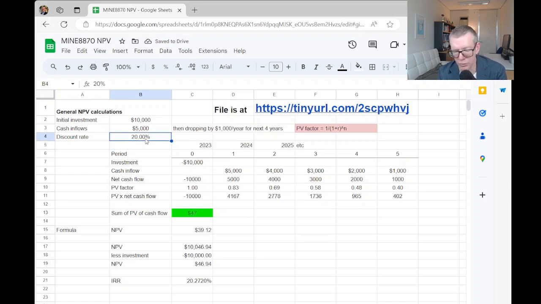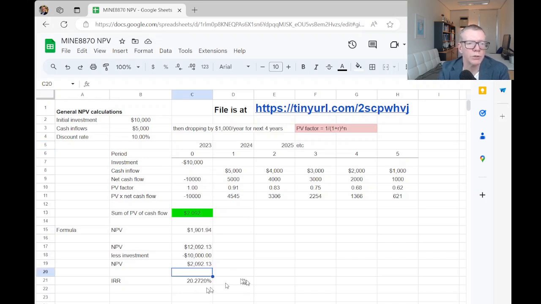If I go to 21%, we're now negative. So it's somewhere in between 20 and 21%. I could use trial and error to get close to what I thought. So it's somewhere close to 20.1. Let me go back to 10%. The internal rate of return is that rate of return that makes the NPV zero.